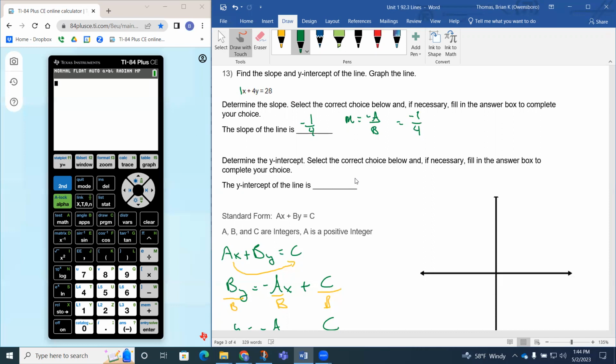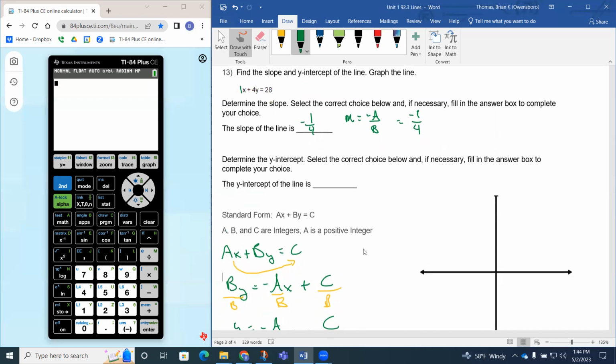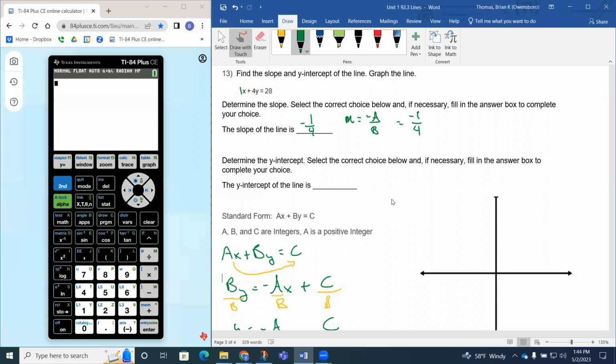If I want to determine the y-intercept, we can do a couple of things. One is just use the formula c over b. The c is 28 and the b is 4. So 28 divided by 4 would be 7. So the y-intercept would be 7.